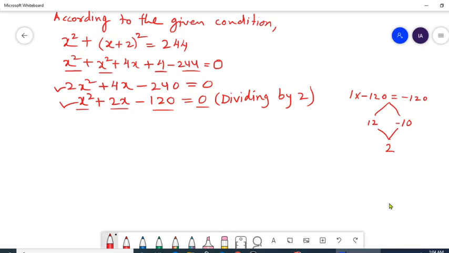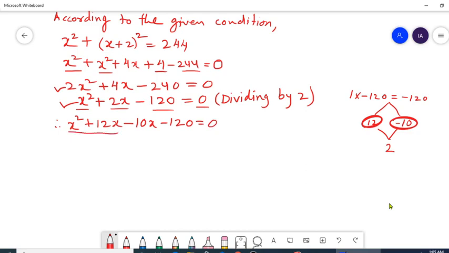We can substitute these two linear factors in place of the middle term. The middle term is 2x, so in place of 2x, I'll take 12x and minus 10x. So my next equation would be x square plus 12x minus 10x minus 120 equals 0.